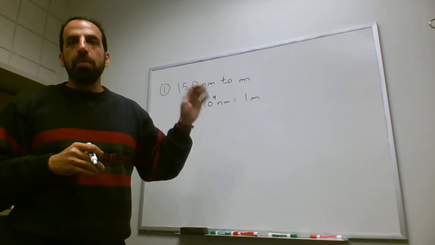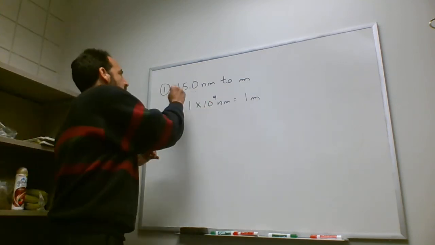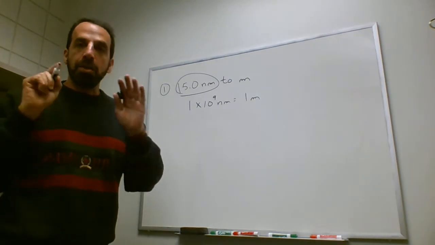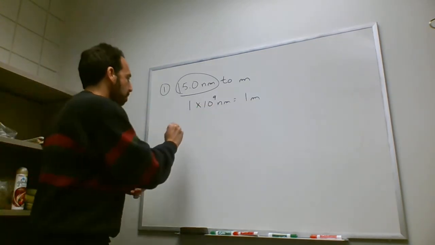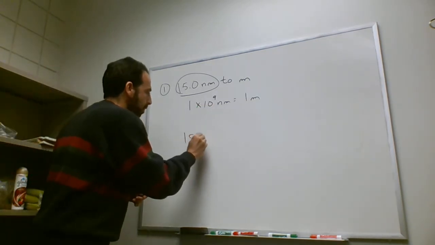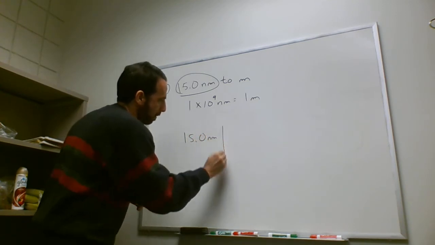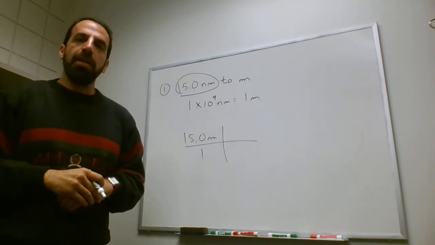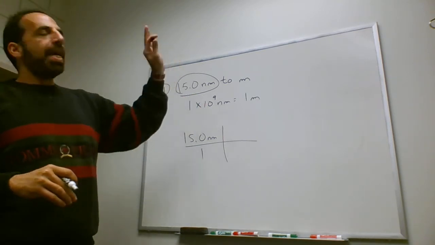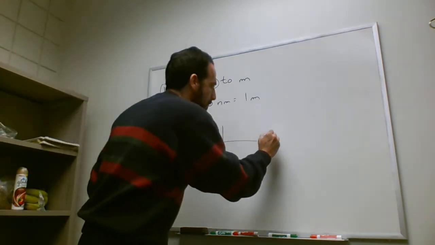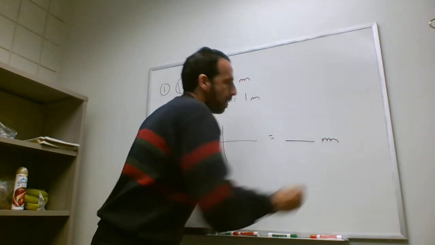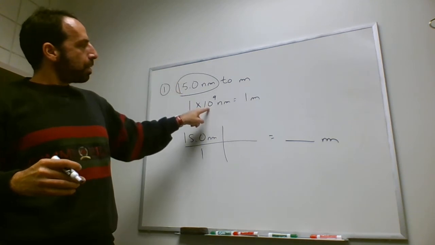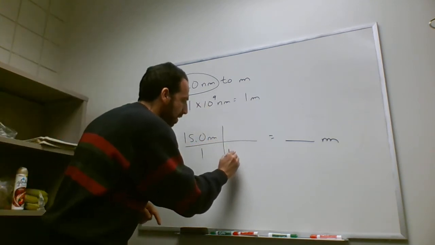Whenever you do a conversion, write down what's given. So in this case, what's given is going to be the 15.0 nanometers. It's always what's in the original problem. So for 15.0 nanometers, I like to put it over 1 to show you that it's in the numerator. Now, I need to end up with meters, so that's the units that I want. To do this, I'm just going to write 1 times 10 to the 9th nanometers on the bottom.